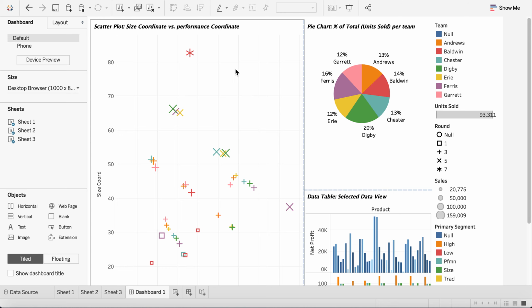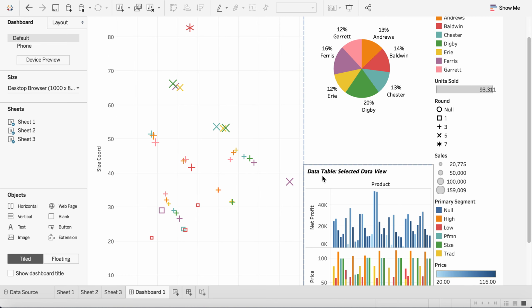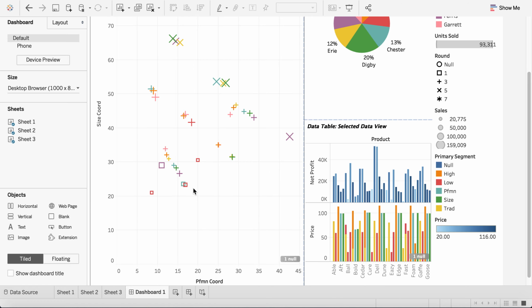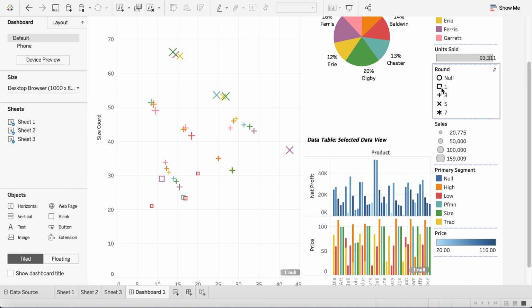Over here, on the right side, you will find the size coordinates versus the performance coordinates. Each different shape represents a different point in time during our rounds. For example, the squares, such as this, represent round 1. The pluses represent round 3. The X's represent round 5. And the stars represent round 7.